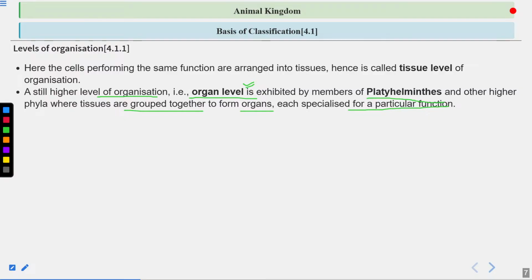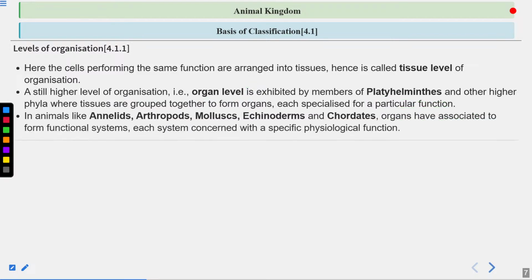So we have seen the three levels of organization: cellular level of organization, tissue level of organization, and organ level of organization. Now we will see one more level of organization. In animals like annelids, arthropods, mollusks, echinoderms, chordates. I will take one example of each phylum, then you will be able to recall which organism I am talking about. Annelids. One of the organisms is the earthworm.